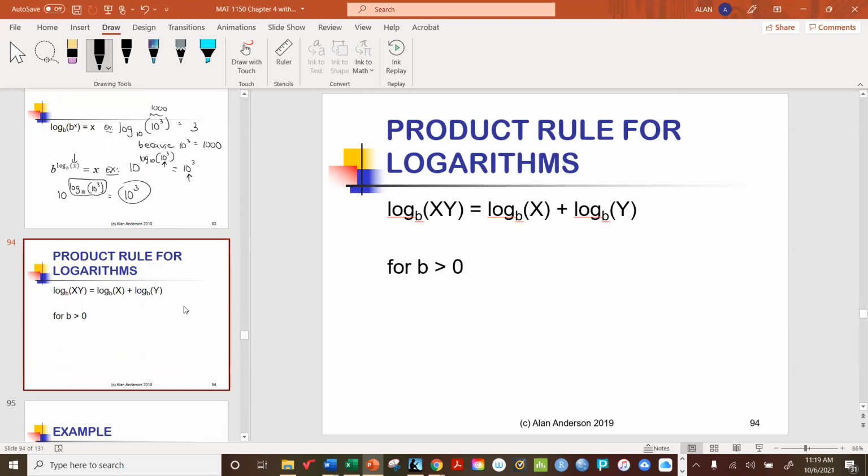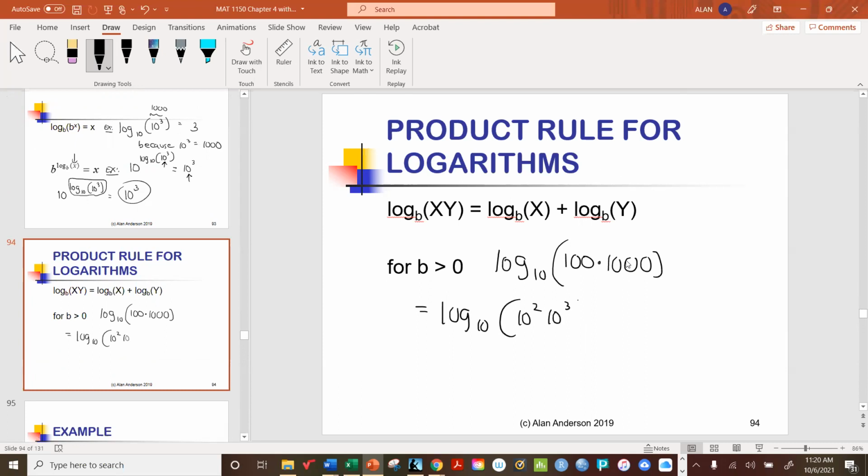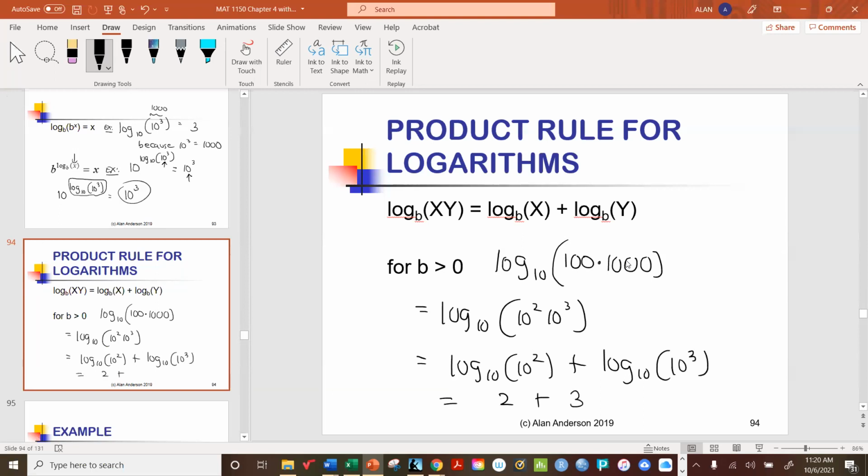So let's say we had log base 10 of, let's say, 100 times 1,000, which is the same thing as 10 squared times 10 cubed. So you're going to call this log base 10 of 10 squared plus log base 10 of 10 cubed equals 5.